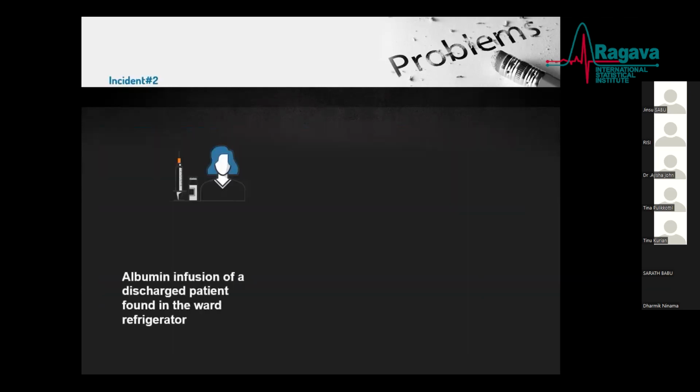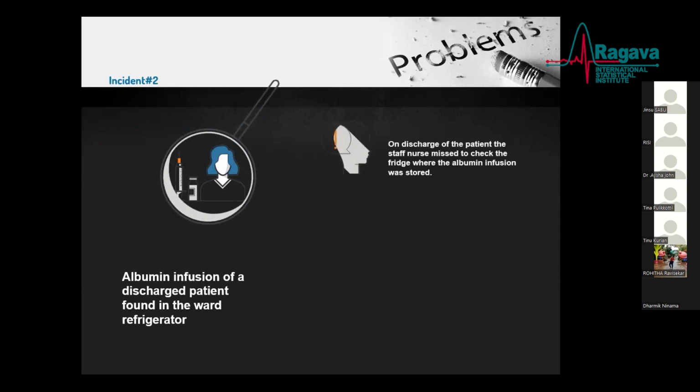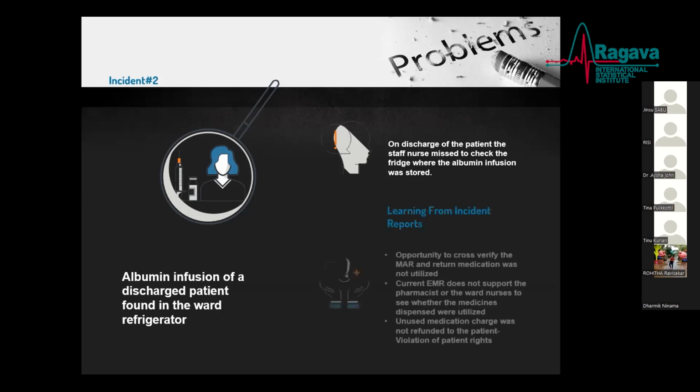Another incident: an albumin infusion of a discharged patient was found in the ward refrigerator. When you see it, it looks like the nurse forgot to take the albumin. Well, there are a lot of other contributory factors. On discharge of the patient, the staff nurse missed checking the fridge where the albumin infusion was stored.